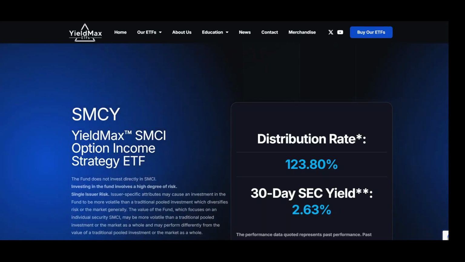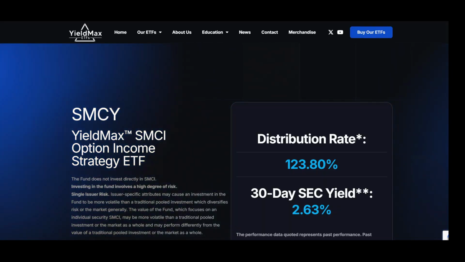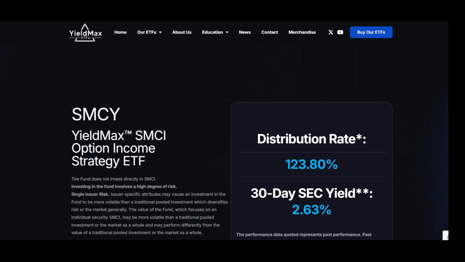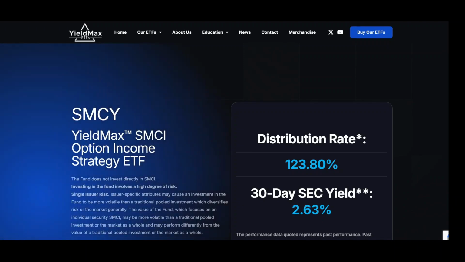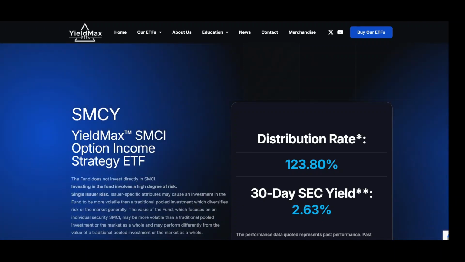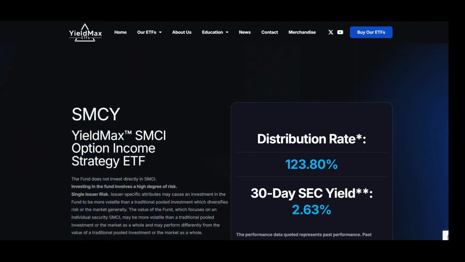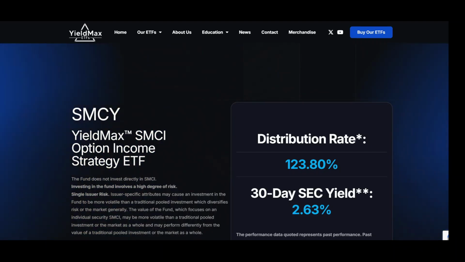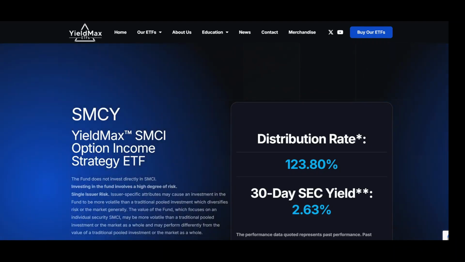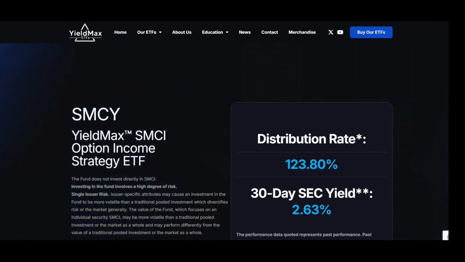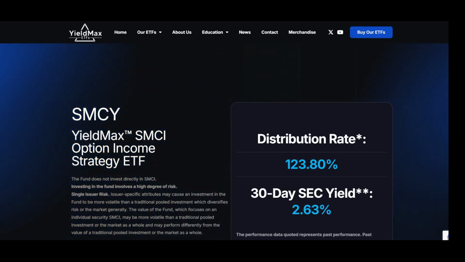We're going to take a look at SMCY today, and the underlying for SMCY is SMCI, the Super Micro Computer. But we're going to see where the YieldMax SMCY sits, and we're going to see if there are any supports and resistances showing on SMCI as well. So let's slide over to the Webull chart.